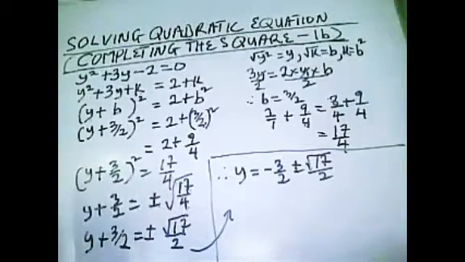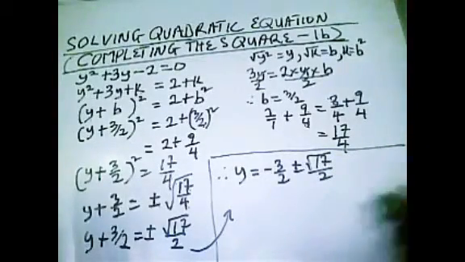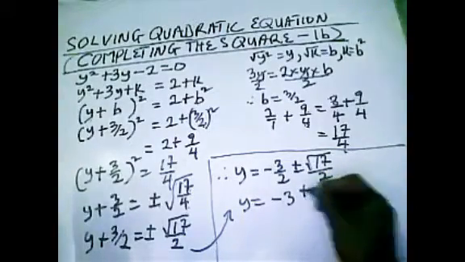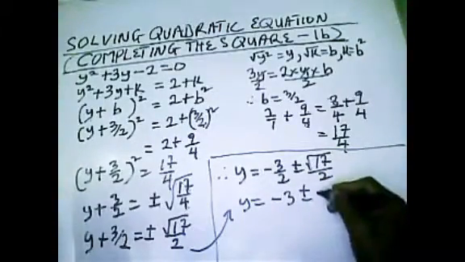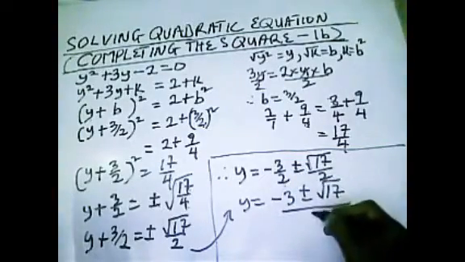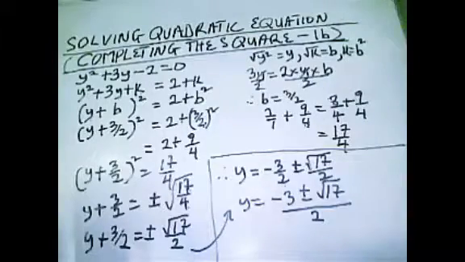So finally, we have the value for y equals minus 3 upon 2 plus or minus root 17 upon 2. Now, we can leave the answer this way, or we can move on to group it as minus 3 plus or minus root 17. And since the denominator is the same, we collect it as one and write it this way. So this is the final answer to the question: y equals minus 3 plus or minus root 17, all over 2.